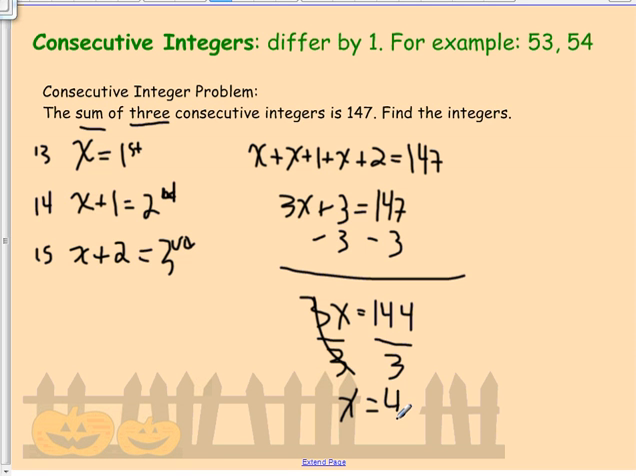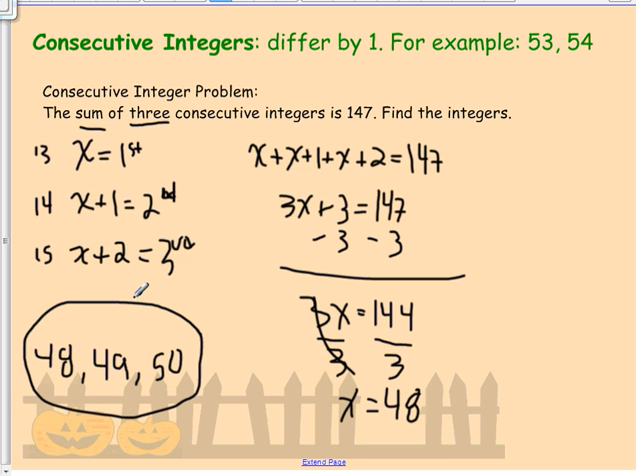So what that is telling us is that our first integer, our first number in our 3 consecutive integers is 48. Well, if we know the first one is 48, we know the second one's going to be 49. And we know that the third one's going to be 50. So our answer would be 48, 49, and 50. Now if you were to go back and check that, 48 plus 49 plus 50 will equal 147.